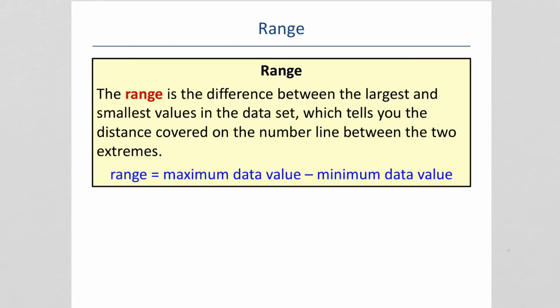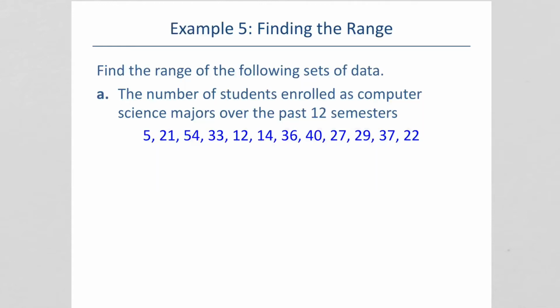The range is the difference between the largest and smallest values in the data set, which tells you the distance covered on the number line between the two extremes. Find the range of these sets of data.